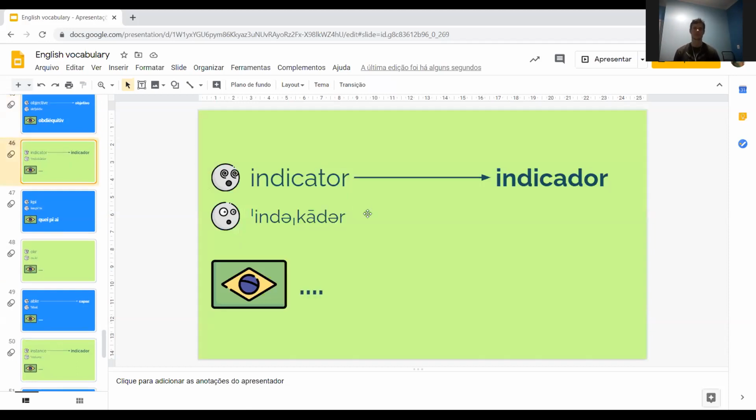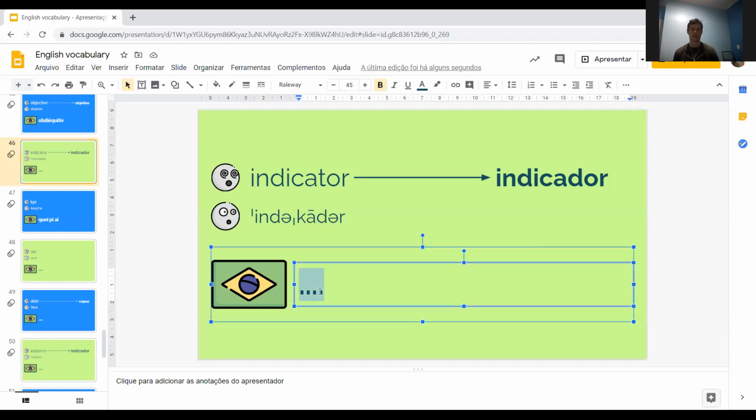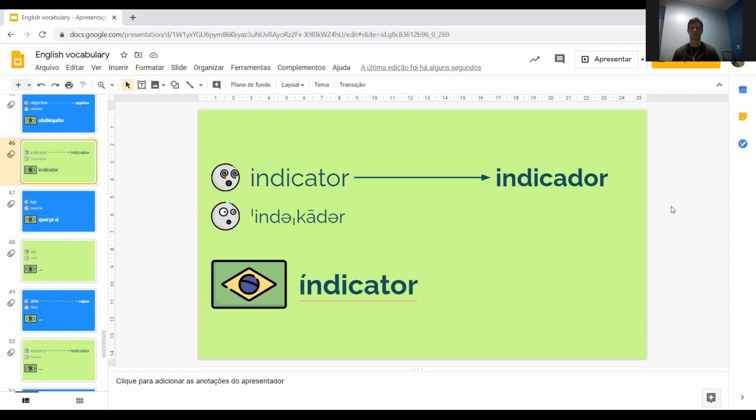Next one, I would say indicator. Okay, you want to emphasize the first syllable. Indicator. Good. Yep. Okay. So I can't think about a phrase. Indicator. I've done translations about performance indicators. Yeah.